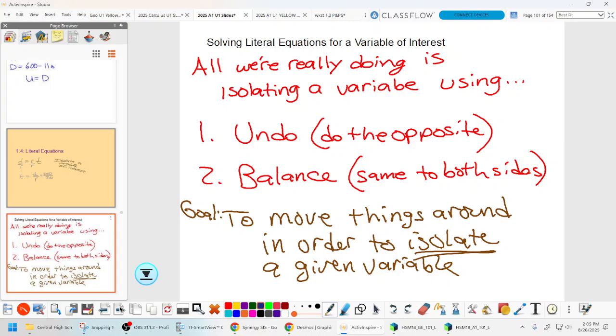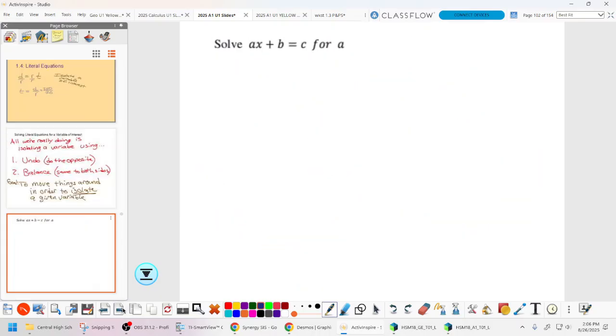All we're really doing is isolating a variable using our undo balance techniques that we've been doing with equations now for like a week. So our goal is to move things around in order to get that variable by itself. We just don't have to worry about getting its value. So who cares about the value in these? Okay, here's an easy one. I'll put an example in your notes, but not this one, it's too easy. So how would we solve this or isolate A? Talk to me about steps to get A by itself instead of C by itself.